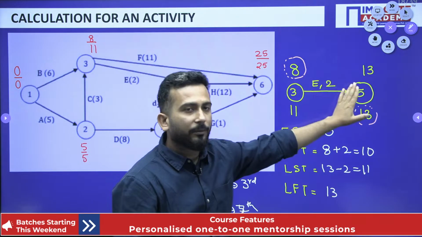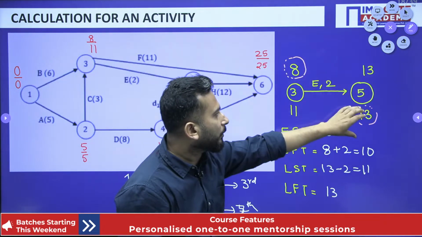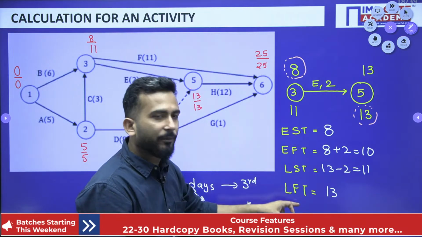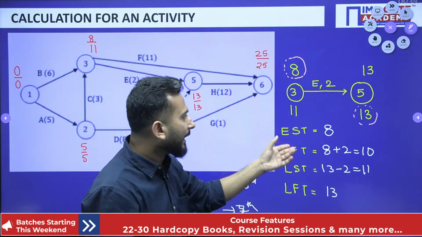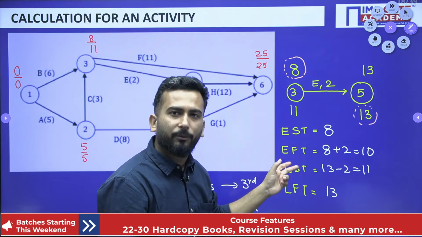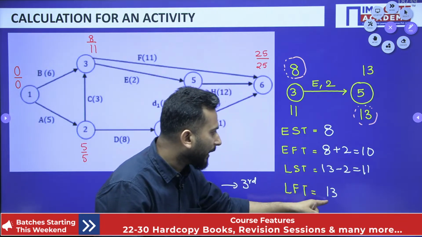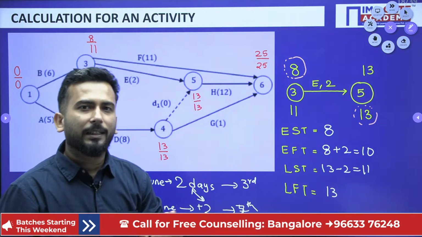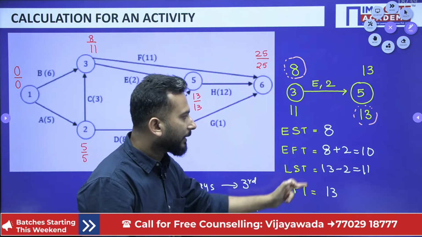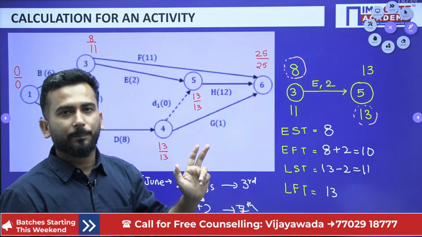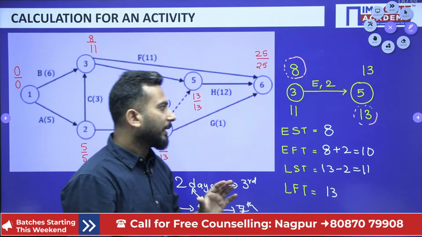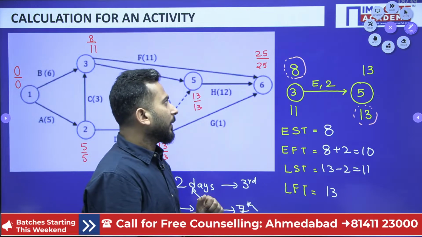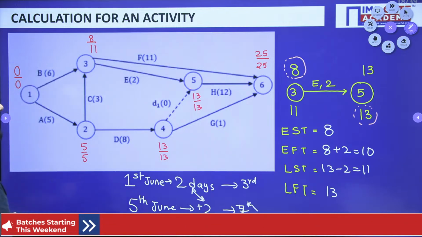I have this in front of me. Directly I have the 2 time estimates, EST and LFT, from the diagram. You add activity time on EST, you get EFT. You subtract activity time from LFT, you get LST. And similarly, for every activity, you will get these 3 time estimates. I hope now that this is very much clear.